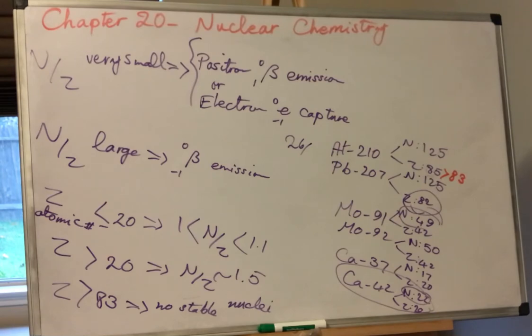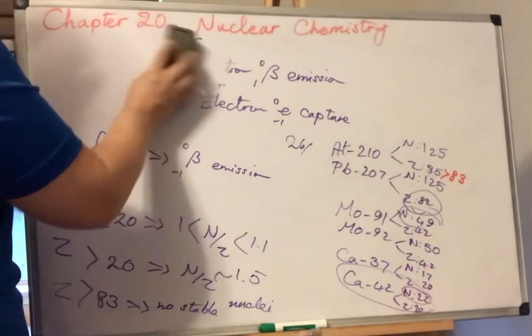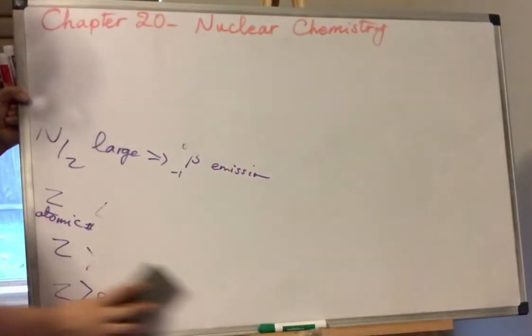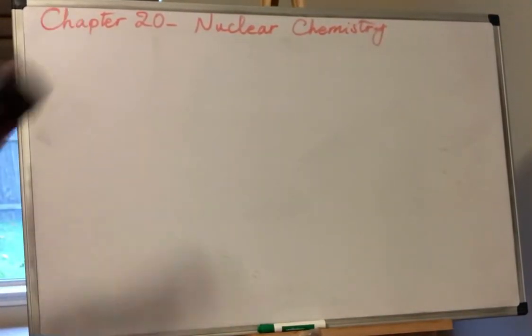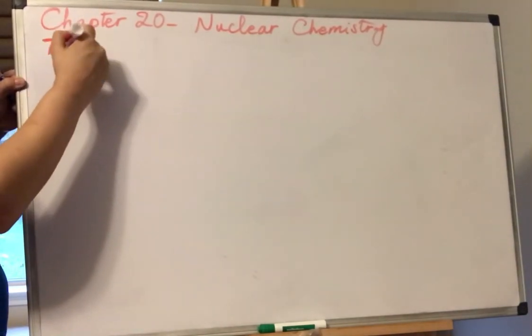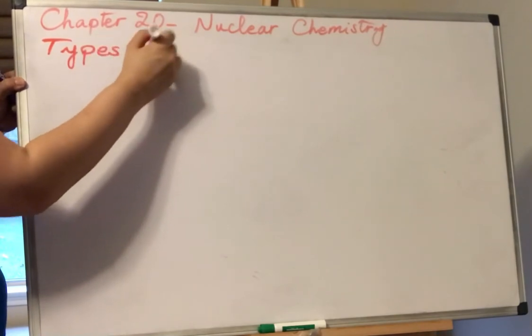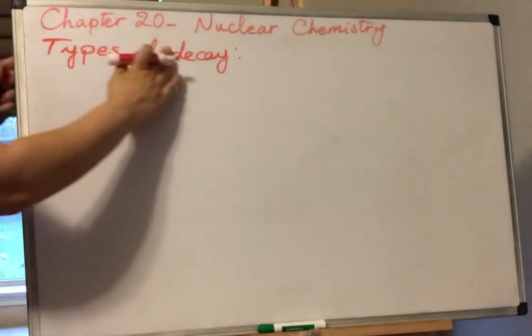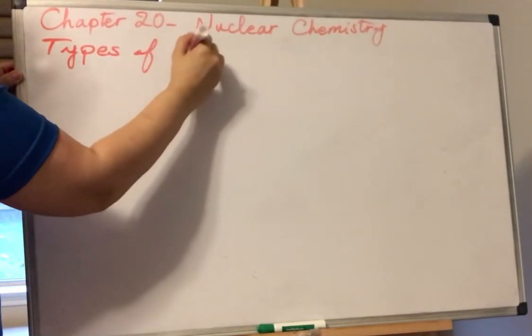All right. Let's talk about different types of nuclear reactions. Six common types of radioactive decay. You need to know these really well because of the questions you might have on this part. So, types of radioactive decay. Let's write it complete.